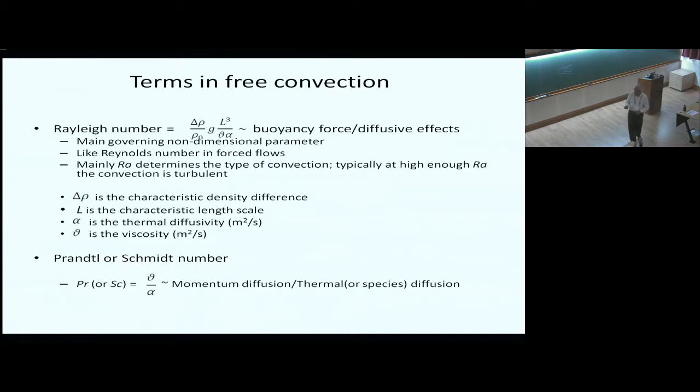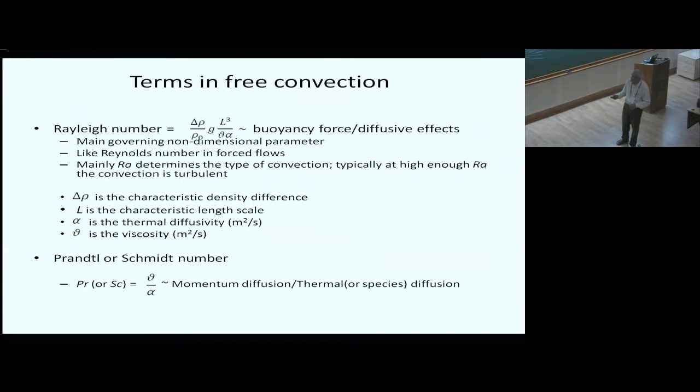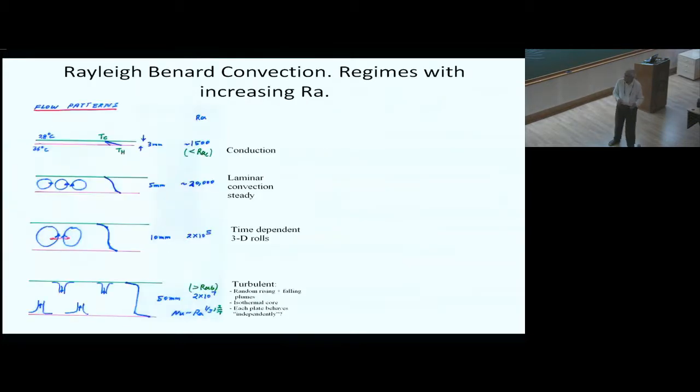So you're all familiar with these 2 terms, Rayleigh number and Prandtl number or Schmidt number. If you use species instead of heat, then of course it is diffusion of the species, which is exactly equivalent to Prandtl number. Of course, the main thing to remember is that it goes like length scale to the power of 3 and is directly proportional to the density difference. And again, this must be familiar to most of you.